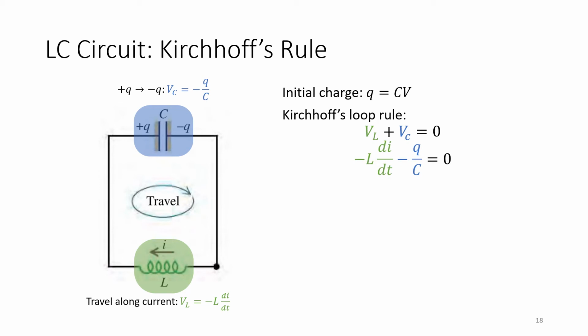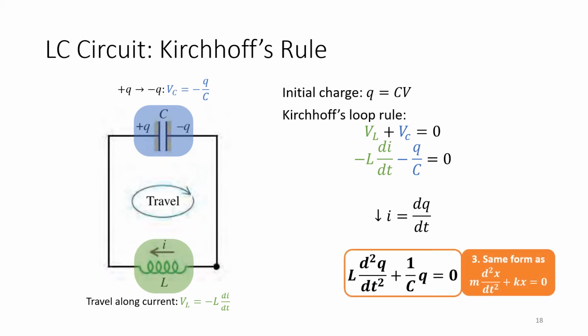Our goal is to obtain a differential equation that looks like something we've seen before in Physics 71. Noting that current is just equal to the time derivative of charge, our equation becomes dependent on one variable. Our final equation then becomes L d²q/dt² + q/C = 0. The form of this equation bears a close resemblance to m d²x/dt² + kx = 0. This is the differential equation for simple harmonic motion of a spring-mass system.